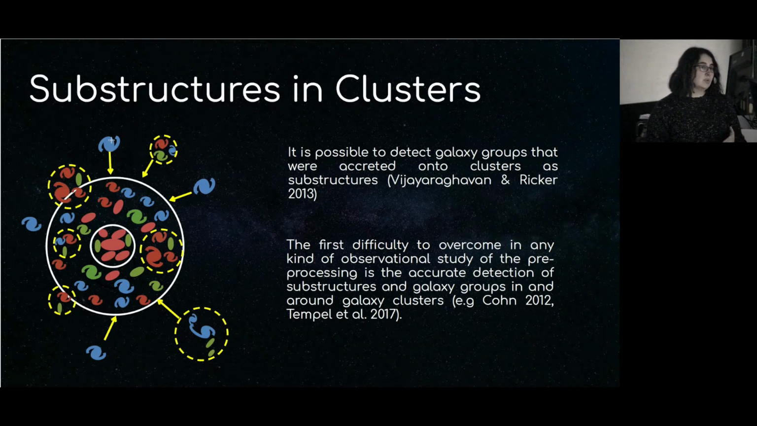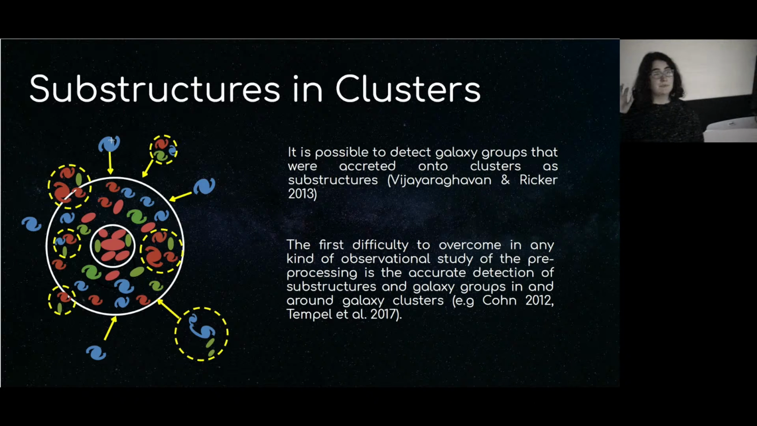Several authors through the years developed different techniques to identify substructure in galaxy clusters. For example, some authors use X-ray emission to identify substructure as a peak in the X-ray emission. However, this technique is biased to the high mass environment. Other authors use, for example, the velocity of the galaxies to identify substructure within galaxy clusters. However, this technique is biased to galaxies that have a very different kinematic with respect to the galaxy cluster.